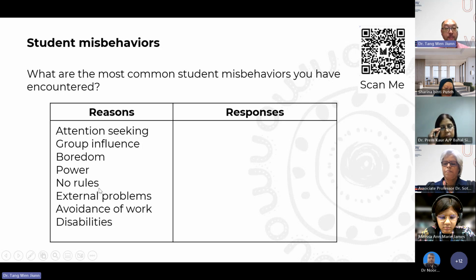External problems. This is where we only find out if we actually talk to them. For external problems, a lot of the time, what I faced was students sleeping in class. When you actually talk to them, you notice they cannot sleep at night due to certain valid reasons. Then we try to solve that together. Avoidance of work, and also disabilities.